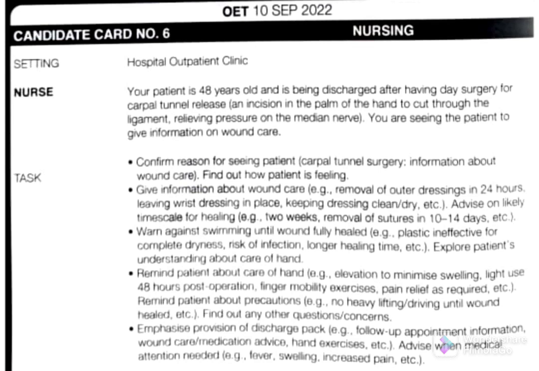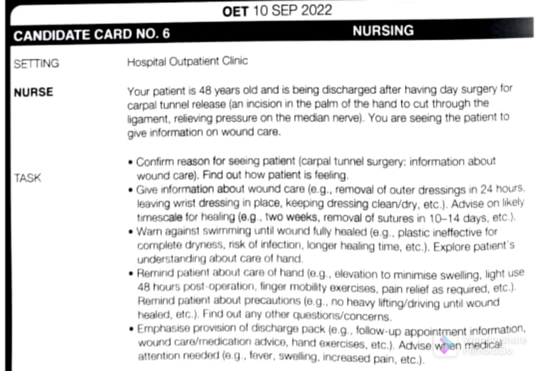Mr. John, I would like to tell you that please remove your outer dressing in 24 hours and leave your wrist dressing in place. Moreover, please try to keep the dressing clean and dry. And I would like to tell you regarding the healing process. Almost it will take 2 weeks and thereafter you can come here for the suture removal within 10 to 14 days. How does that sound? Are you okay with that? Is it clear for you? So these are all phrases. Any of these phrases you can use there.